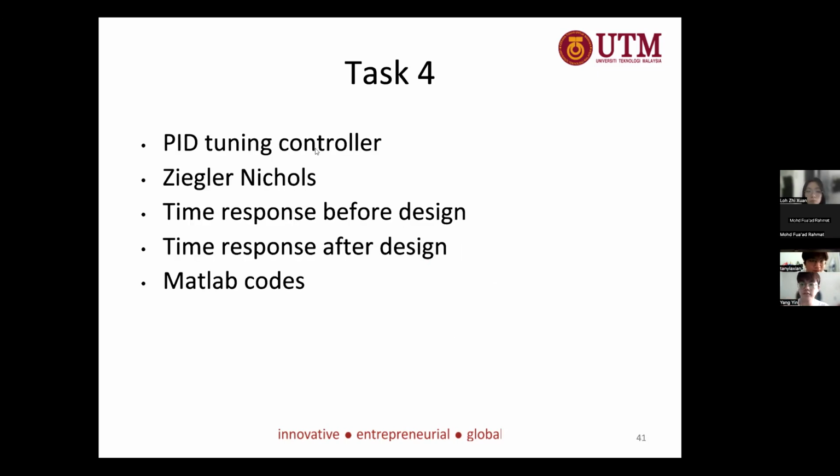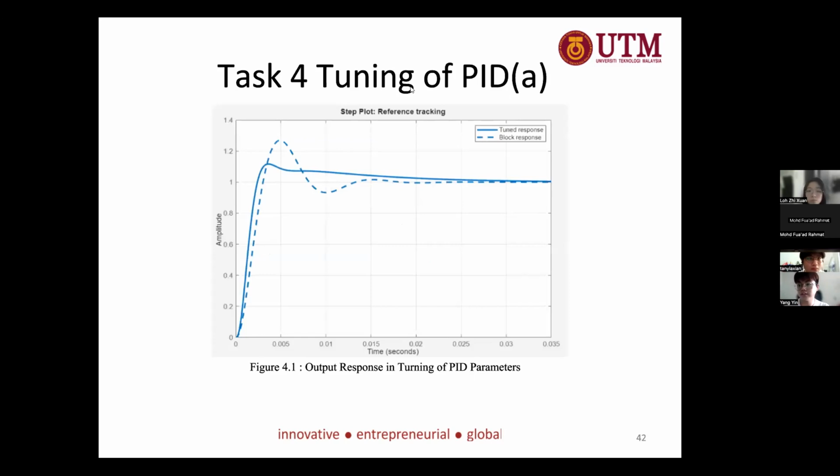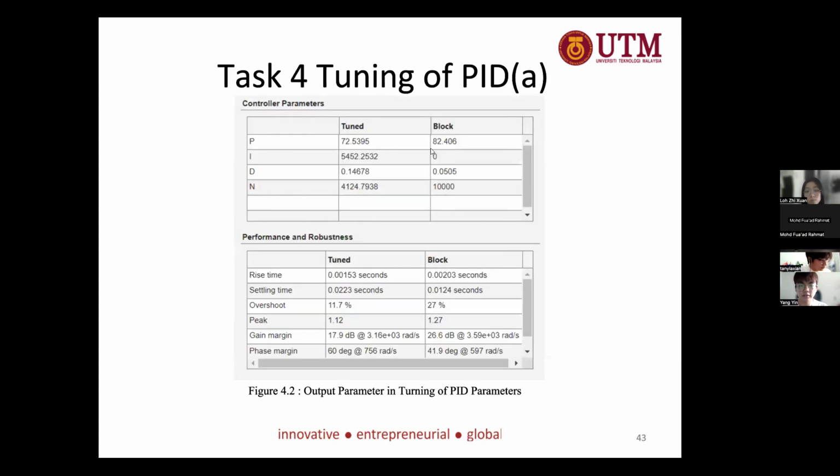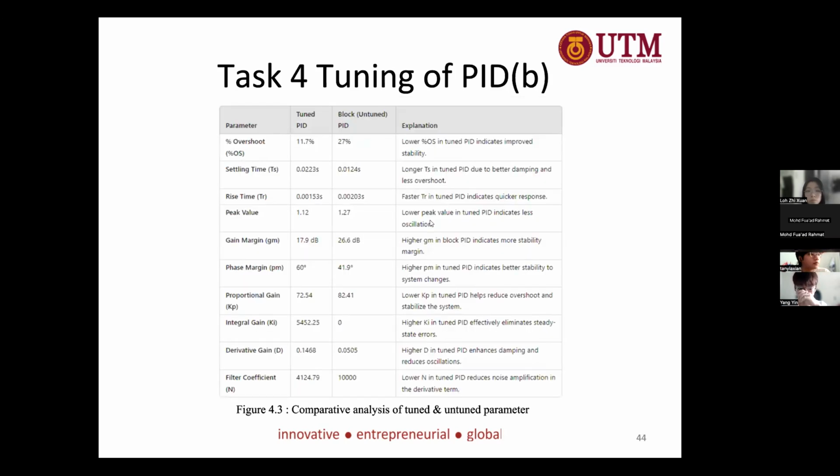Going to task 4, we are using the PID tuning controller. It's very easy. We just use the Simulink file from task 3 and use the tune function inside MATLAB. So this is the output response in tuning of PID, the graph. After showing the parameters, this is our output for tuning. Then this is the comparative analysis. You can see here all the gains. For example, the KP, KI, and KD are tuned to the minimal set point, so it can achieve the desired performance.